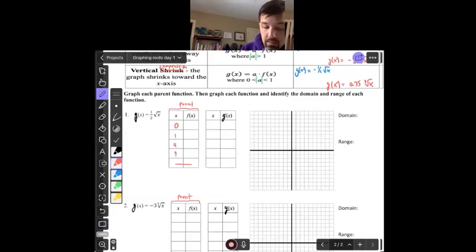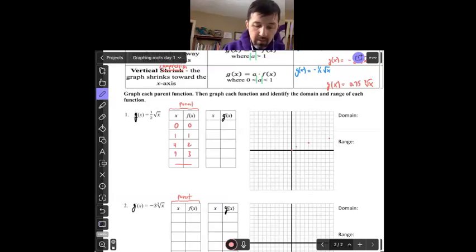Don't need that box. We'll just put 5 boxes because similar graphs need 5, so I need 4. So of course, square root of 0 is 0, square root of 1 is 1, square root of 4 is 2, square root of 9 is 3. So I'm going to go ahead and plot those points. Go ahead and draw that graph in.